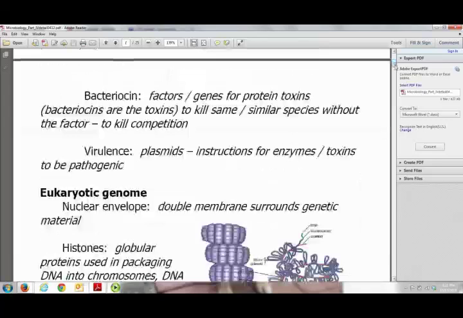Bacteriocins are factors or genes for protein toxins. The bacteriocin is the actual toxin that's going to kill the same or similar species without the factor. This is a way that they can help to kill some of the competition. Virulence is going to be coded for in plasmids. Plasmids will have instructions for enzymes or toxins to be pathogenic. So there are some bacteria that are not pathogenic to us as humans unless they have a virulence plasmid. And that is what actually makes them cause disease in humans.